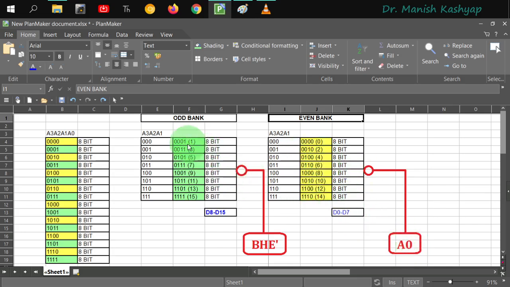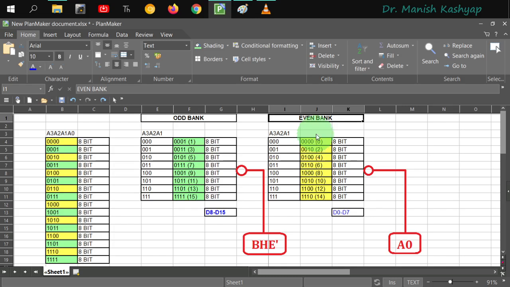Similarly, if you see here, here is a 1. So whenever A0 will be equal to 1, we could have used that signal as an activation signal here, but instead of that, we are using this BHE bar signal. So I will come to the logic of this in a short while, but this BHE bar signal is called bus high enable, right? Because addresses begin from 0000. So even is considered, and we have considered this as the even bank.